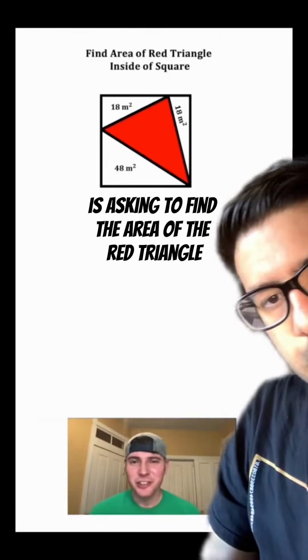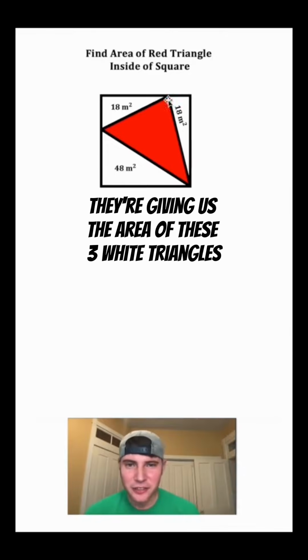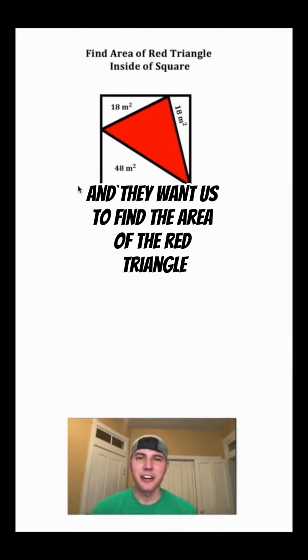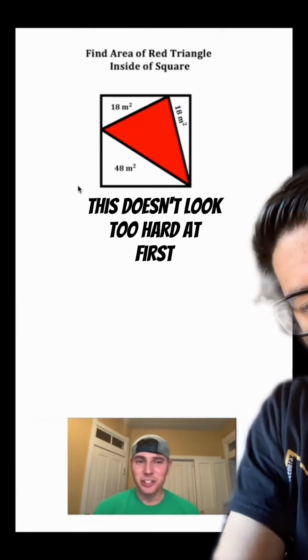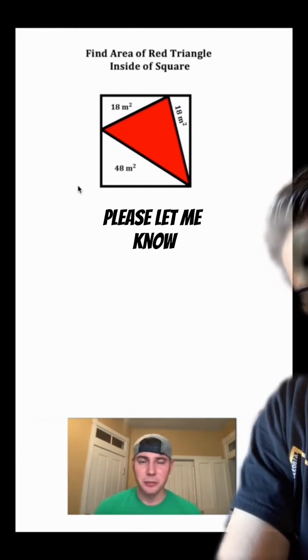Guys, this question is asking you to find the area of the red triangle inside of the square. It's like they're giving us the area of these three white triangles, and they want us to find the area of the red triangle. This doesn't look too hard at first, but I think it's incredibly tedious. If somebody knows a simpler solution, please let me know.